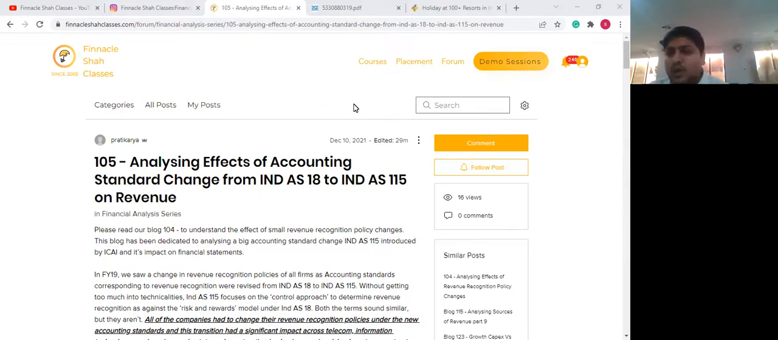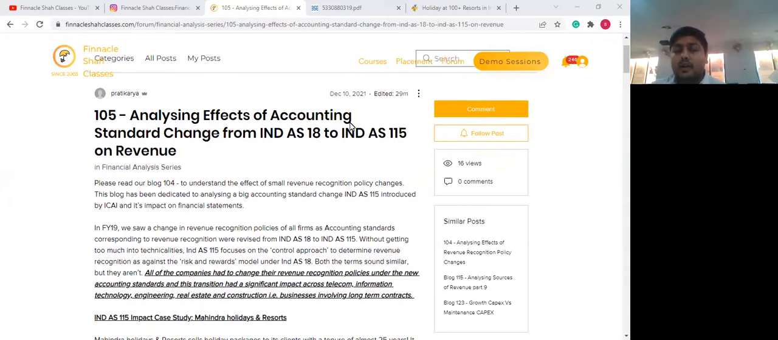Now, these words may sound very similar. However, this accounting standard change led to a crazy impact in businesses belonging to sectors like telecom, IT, engineering, even construction or real estate, where there are long-term contracts with customers. It is these long-term contracts' revenue recognition policies which changed across these industries, and we saw huge impacts on revenue recognition. Let's take a case study to understand how to go about analyzing revenue figures when something like this happens and make sure those figures are comparable.